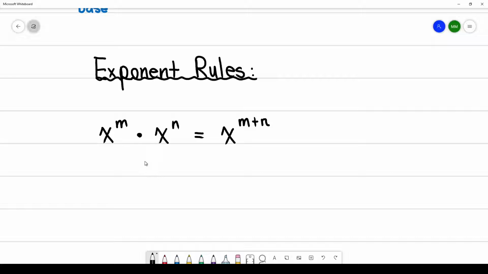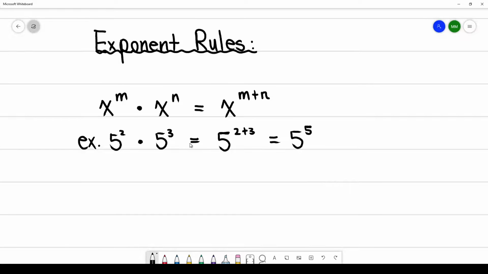So for example, 5 to the 2 times 5 to the 3. Now by this, the top row over here, 5 is the base, so that's x. So that one stays the same. And then you essentially add 2 and 3. 2 plus 3, and that is equal to 5 to the 5. Now, so that essentially is an example of the top over here.